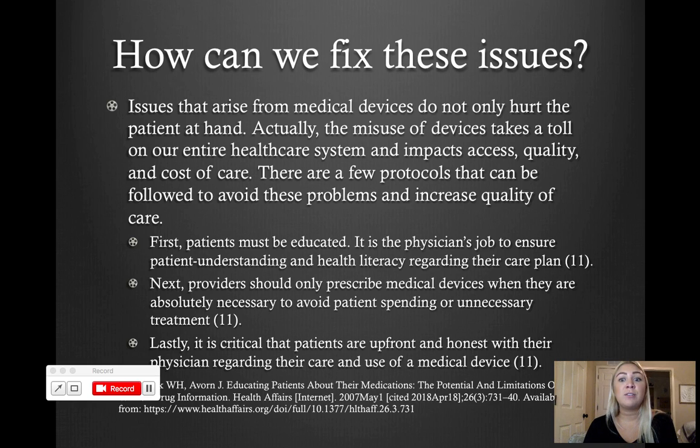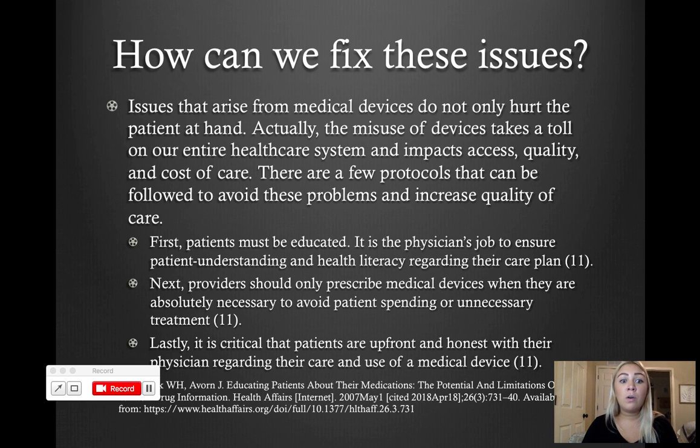Issues that arise from medical devices not only hurt the patient at hand. If an individual doesn't use their device correctly, it's not just impacting them. The misuse of these devices takes a toll on our entire healthcare system and impacts access, quality, and cost of care, like I talked about. There are a few protocols that can be followed to try and avoid these problems, increase quality of care, and make everything easier on the physician side as well as on the patient side using the device.